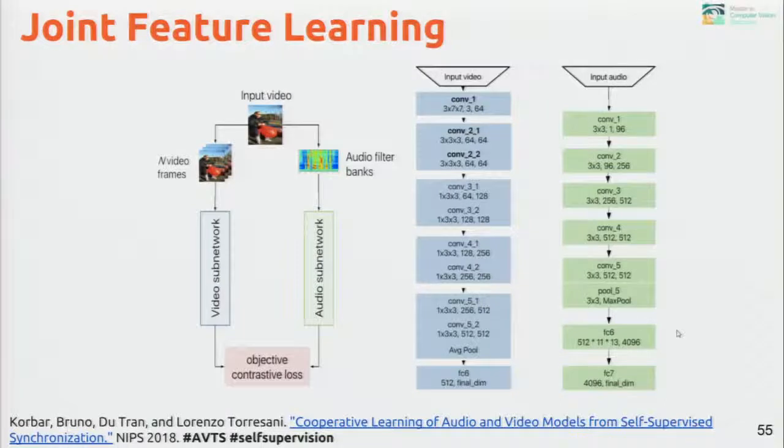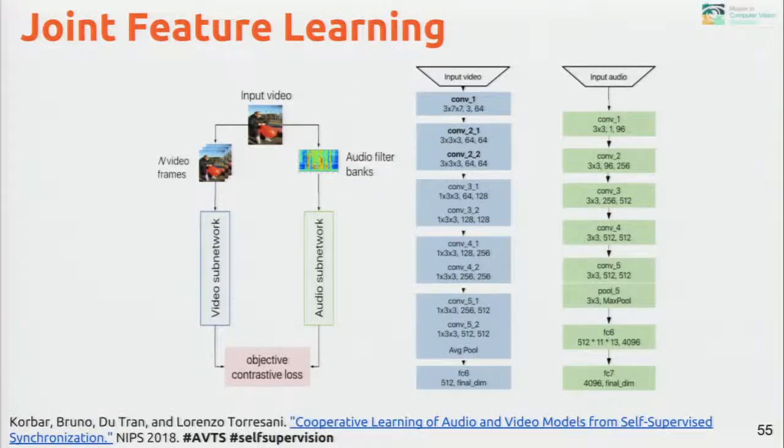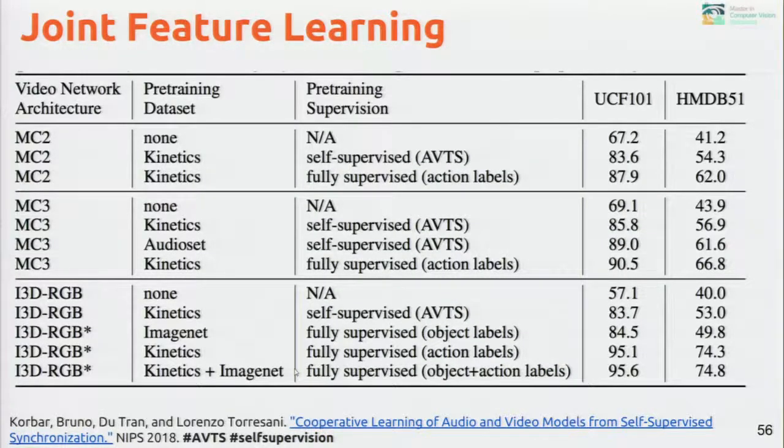Good. What else? A bit more impressive results are these ones, but it's the same idea. In this case, it's not that they do a joint embedding, but they are learning with a contrastive loss. You can think of it as a kind of joint embedding. So they are given an input video with N frames and the audio, and they want to train the vision and audio networks so that these are similar. Okay, what I wanted to say here.